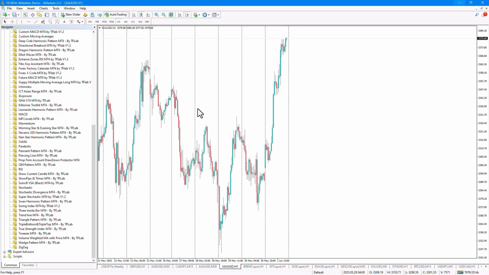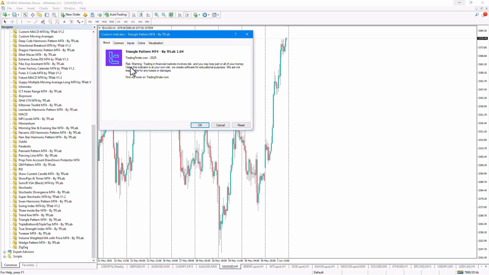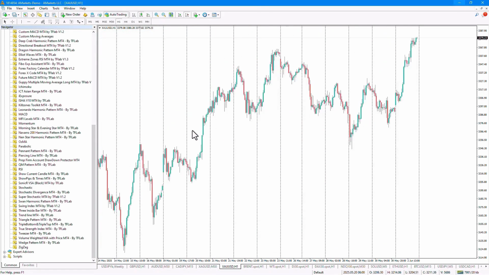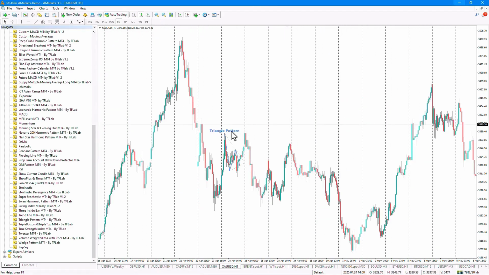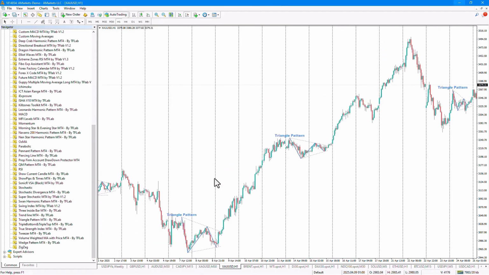From the Navigator section, we select the indicator file, and by dragging the file onto the chart, we run the indicator. Once the indicator is running on the chart, it starts identifying and drawing the triangle pattern on the price chart.